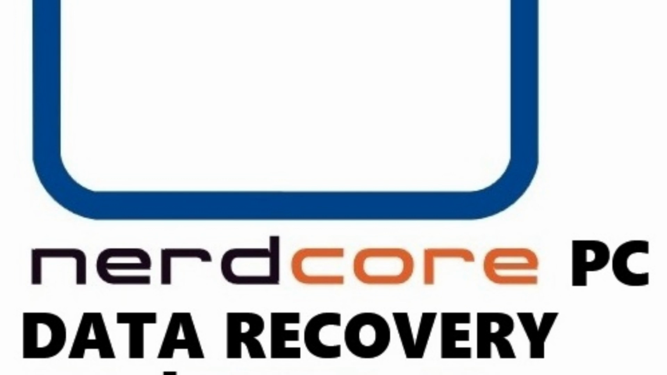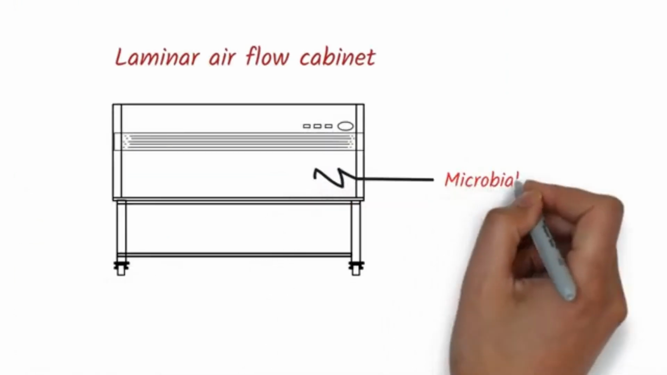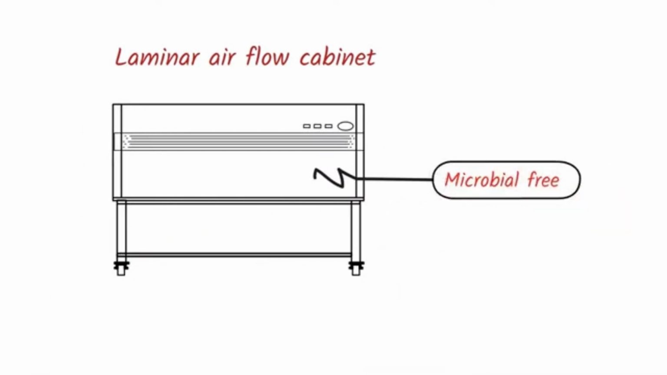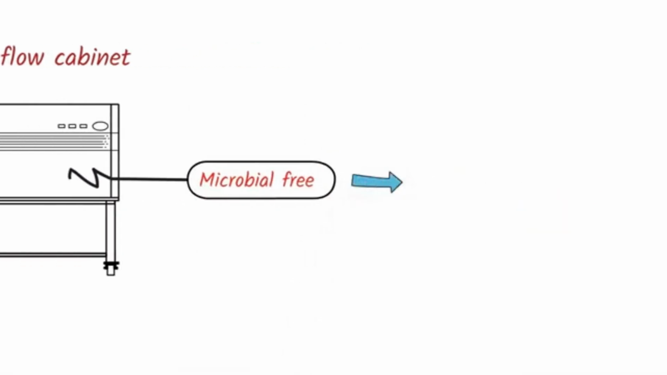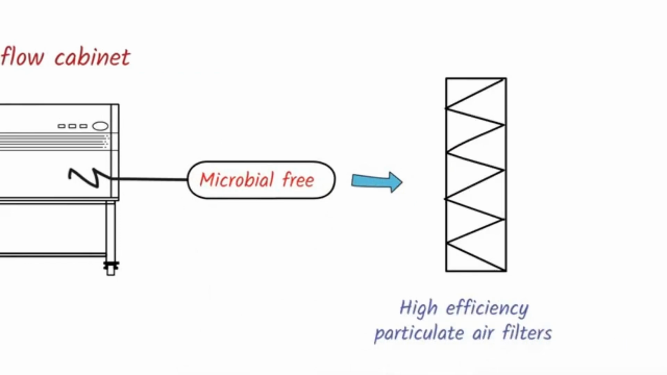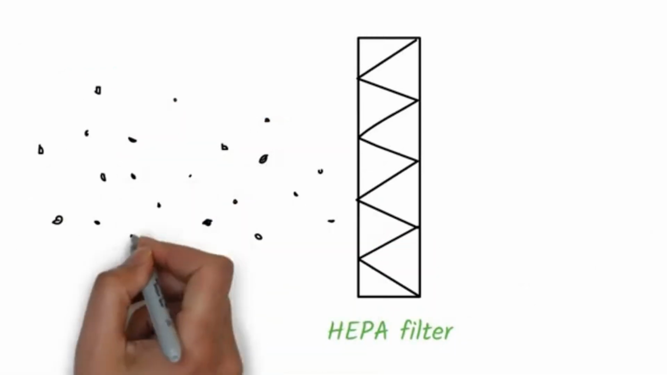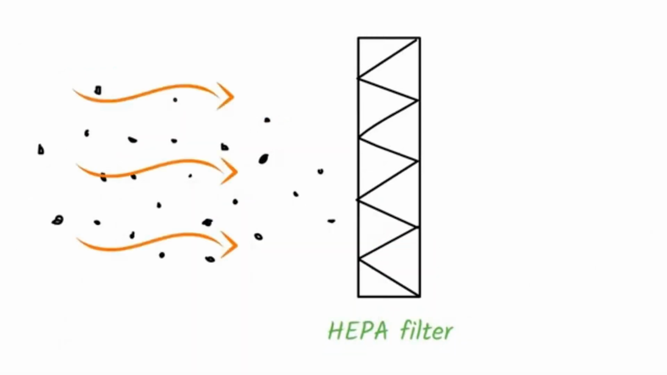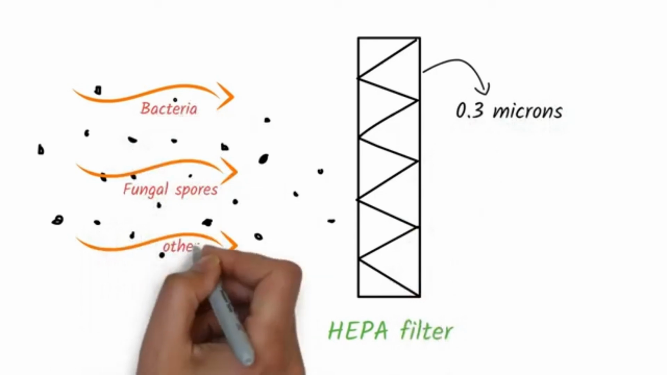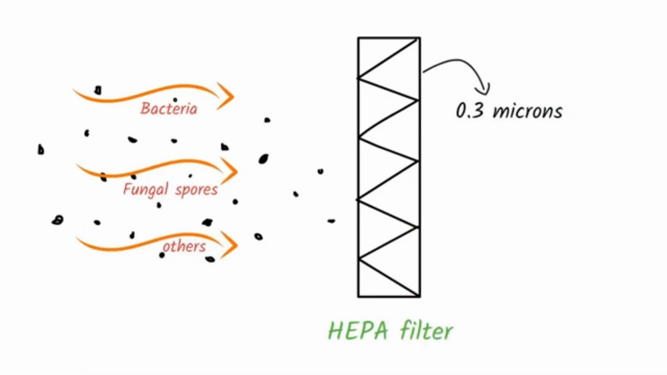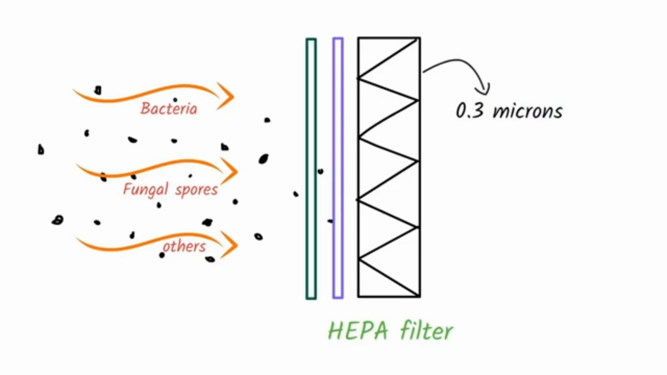A laminar airflow cabinet is an enclosed unit that creates a microbial-free environment. This microbial-free environment is created by high-efficiency particulate air filters, which are popularly known as HEPA filters. These HEPA filters capture all the airborne particles that enter the cabinet. The pore size of a HEPA filter is usually 0.3 microns, which can retain bacteria, fungal spores and other particles. HEPA filters are so constructed that the air reaching the filter is passed through two more filters in order to remove the particles that are larger than 0.3 microns.